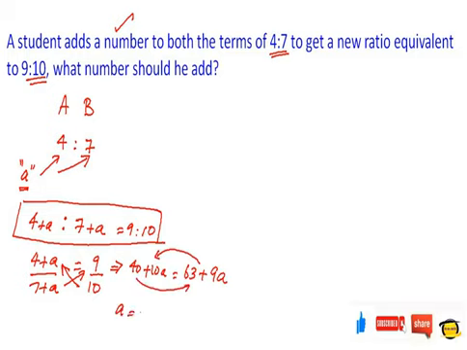So now moving this term to the opposite side and shifting 40 to the opposite side, we'll get the constant value as 63 minus 40. That is going to be 23. So the number which the student has added with both the parts is 23.